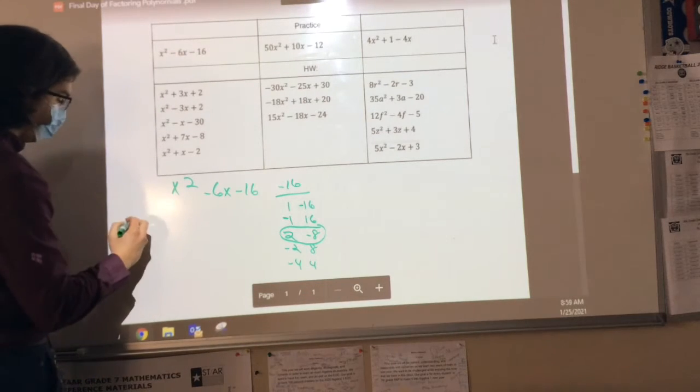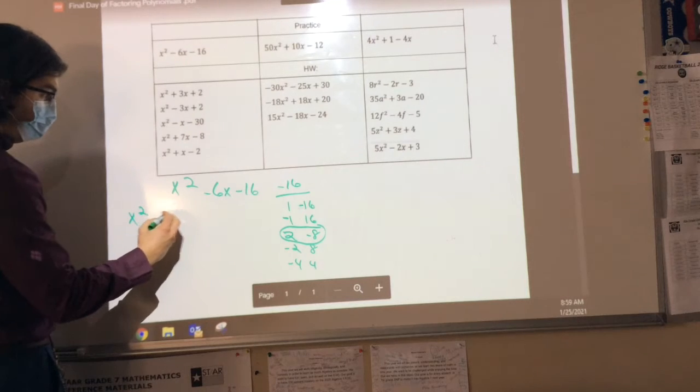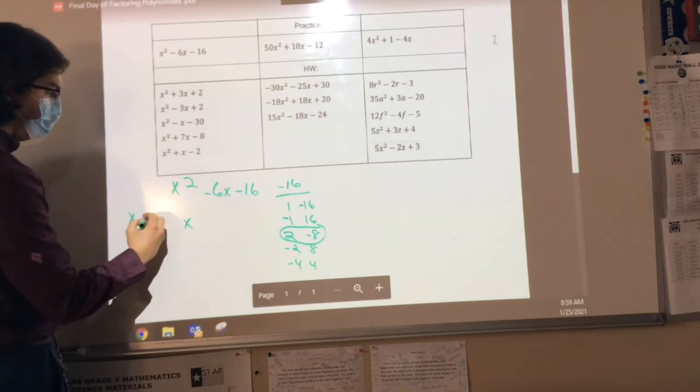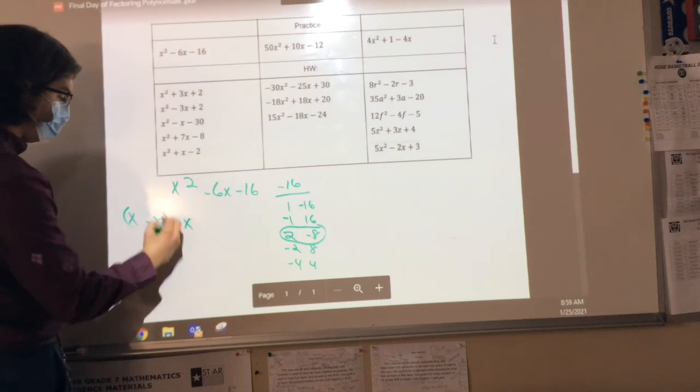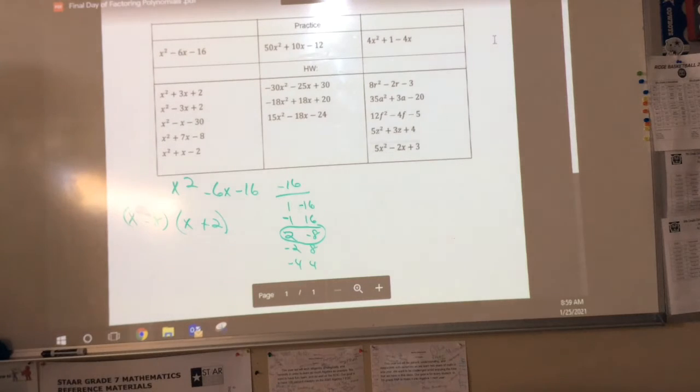If I rewrite this now, I'm going to have x squared. Let me rephrase that. We're going to have x and x, and then we're going to have minus 8, and then we're going to have x plus 2. And that's our final answer. That's back to the first day of doing this concept. Pretty straightforward. Any issues with that one? Anything you want me to clarify? Are we pretty good with that?